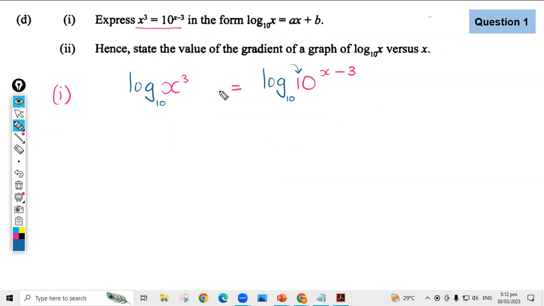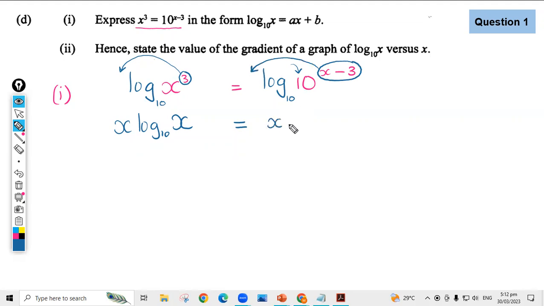Whenever you have a power, the power could jump in front. So you're going to get 3 log x, right? Now, before this boils down to 1, you have to get rid of the power first. So we're going to throw it in front. Now, the whole power goes. I'm going to write it a little bit wrong. x minus 3 log 10.